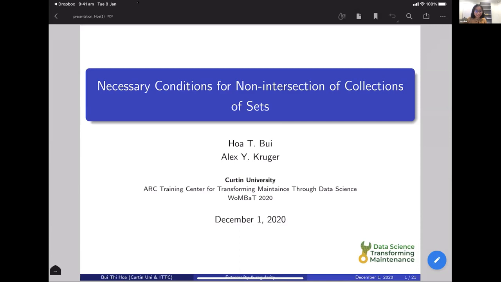Thank you, Matt, and thank you everyone for attending my talk. My talk is about the non-intersection of collections of sets. It sounds a little strange to many of you here, but this is the building block of many known geometry properties in variational analysis, like extremality, transversality, stationarity, or subtransversality, etc. This is joint work between me and Alex Kruger, who is in the audience as well.